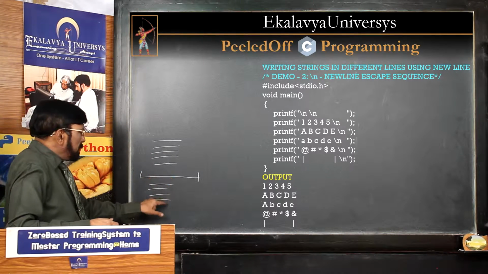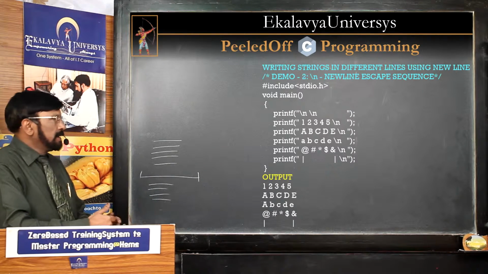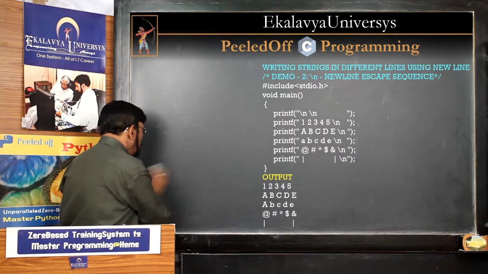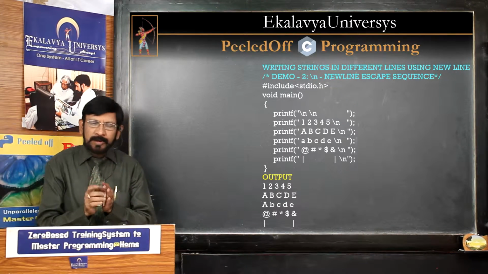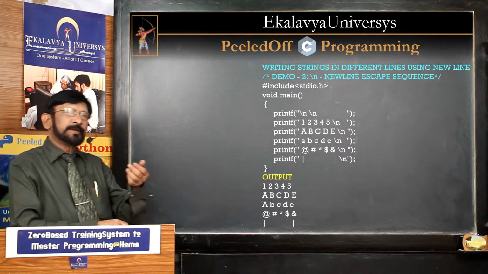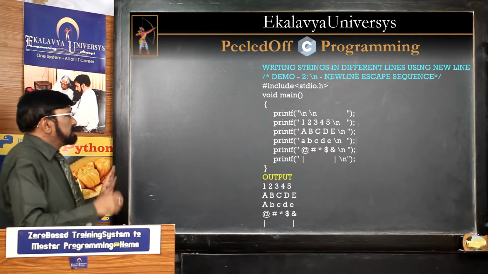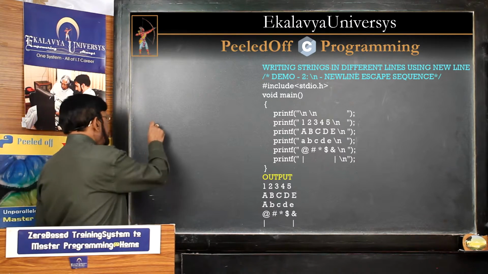For this purpose, you are breaking the lines. For that purpose, we have to provide a line breaker to the printf function. Then only it can break the line. Now, the same program I have written with a line breaker. What is the line breaker?